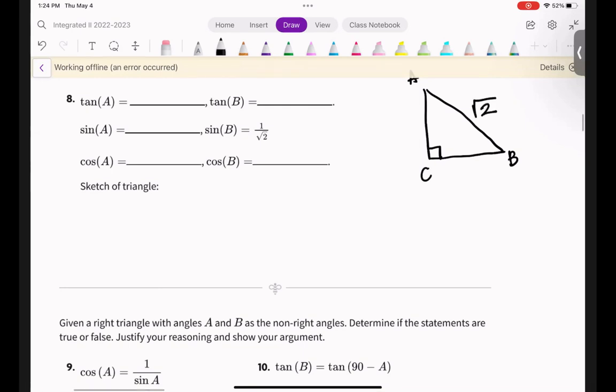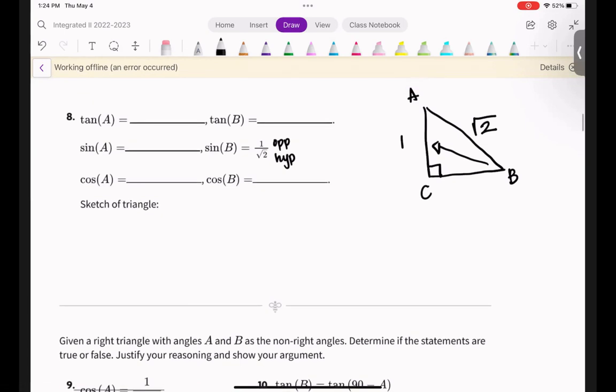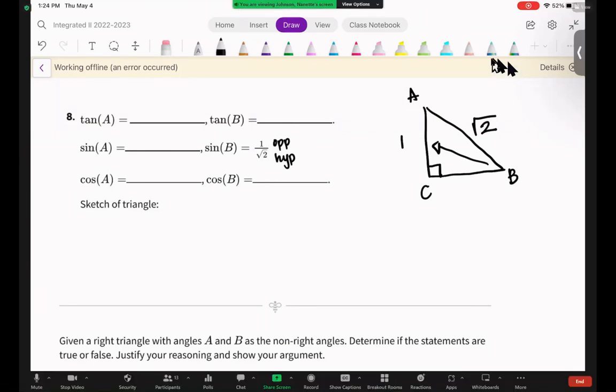Very good, because they're remembering that this is the opposite and this is the hypotenuse from B. So the opposite guy is this guy, so he's 1. How many people got just that part right there? Are you guys okay with that part? Okay, so if you're okay with drawing the triangle and labeling your triangle, the rest of it is just you remembering your definitions of SOH CAH TOA.